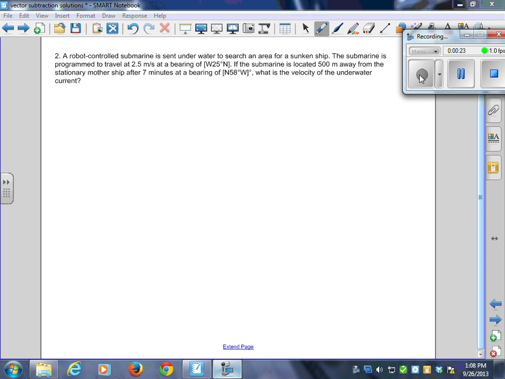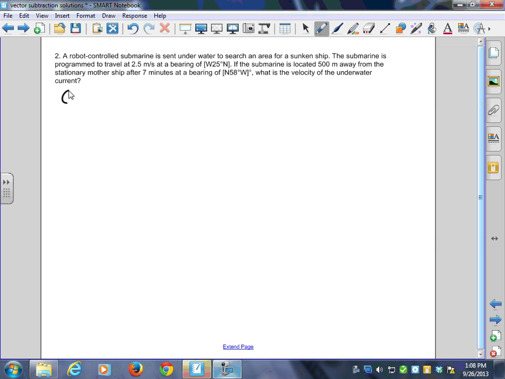So once again, we are asked for something other than the resultant. In this case, the current, right? And we know that resultant is boat plus current. In this case, we're talking about a robot-controlled submarine. We'll just call it a boat for ease of discussion here. We're solving for the current, so current is going to equal resultant minus boat. So we need to figure out what the resultant and the boat vectors are.